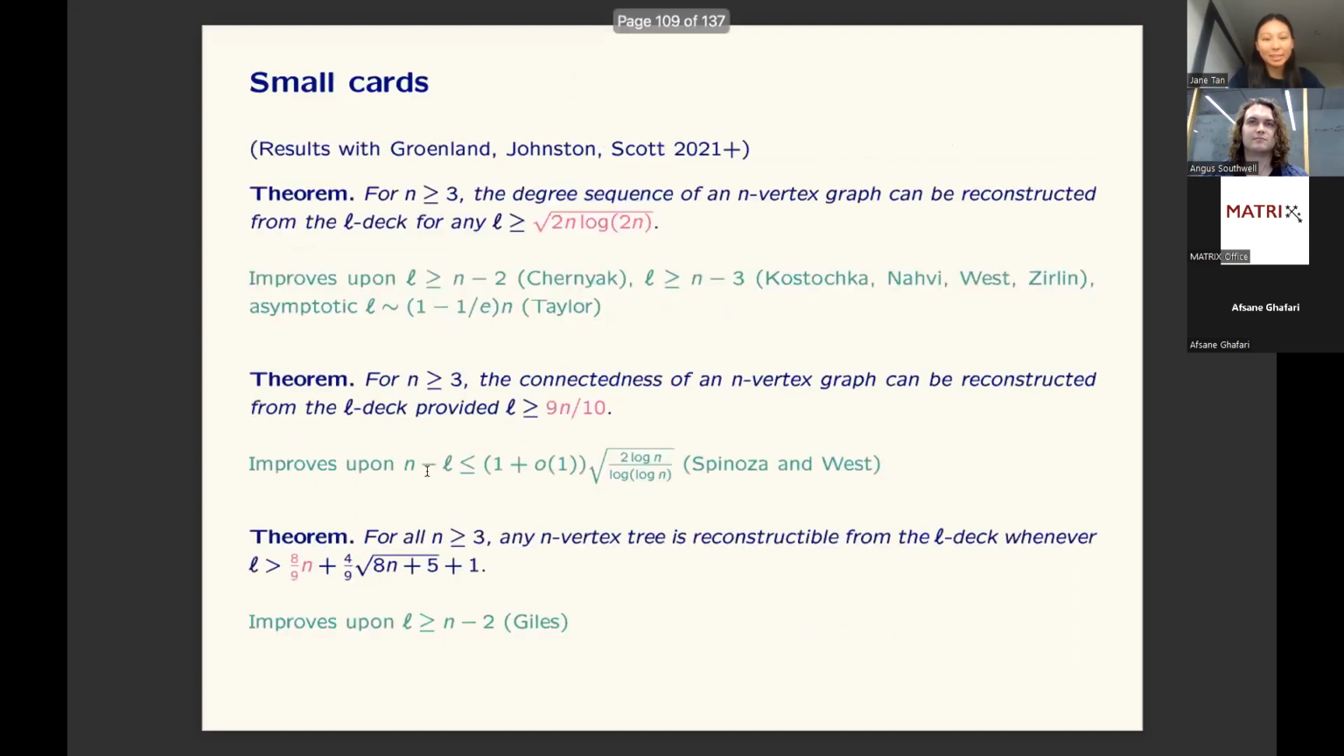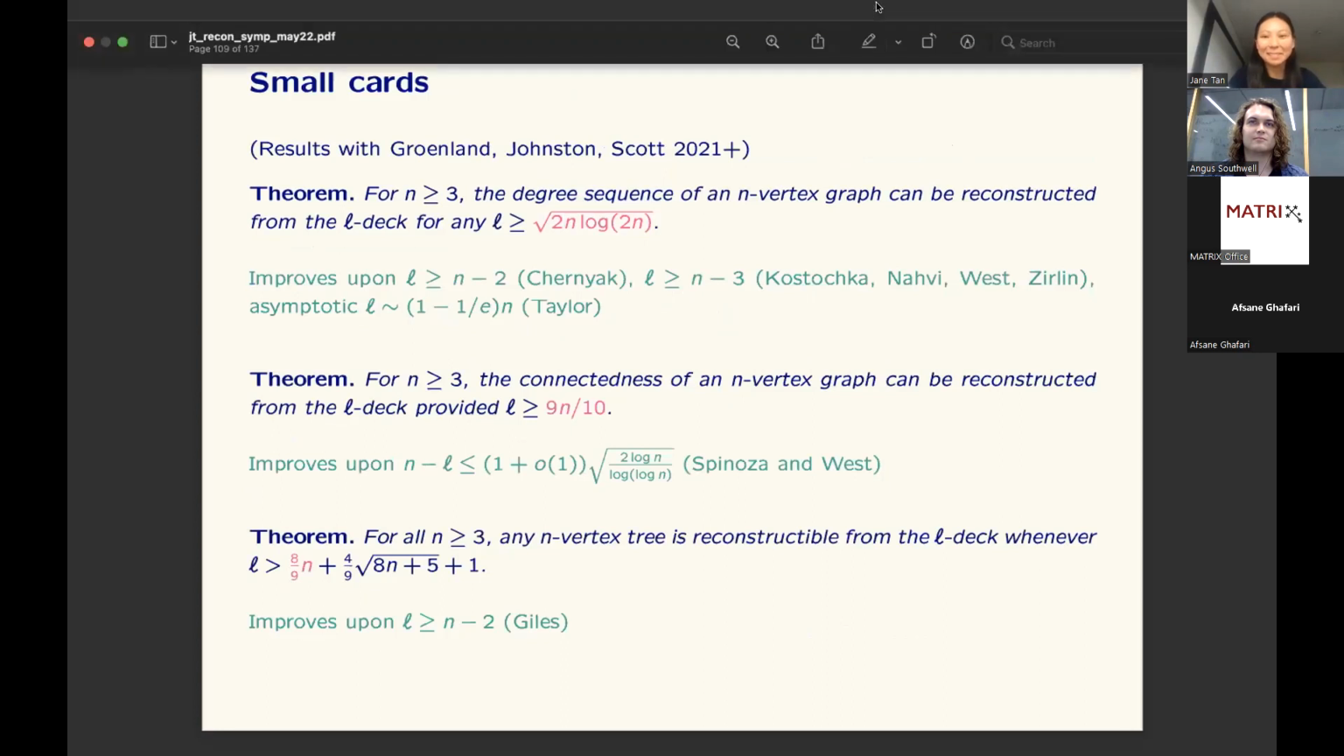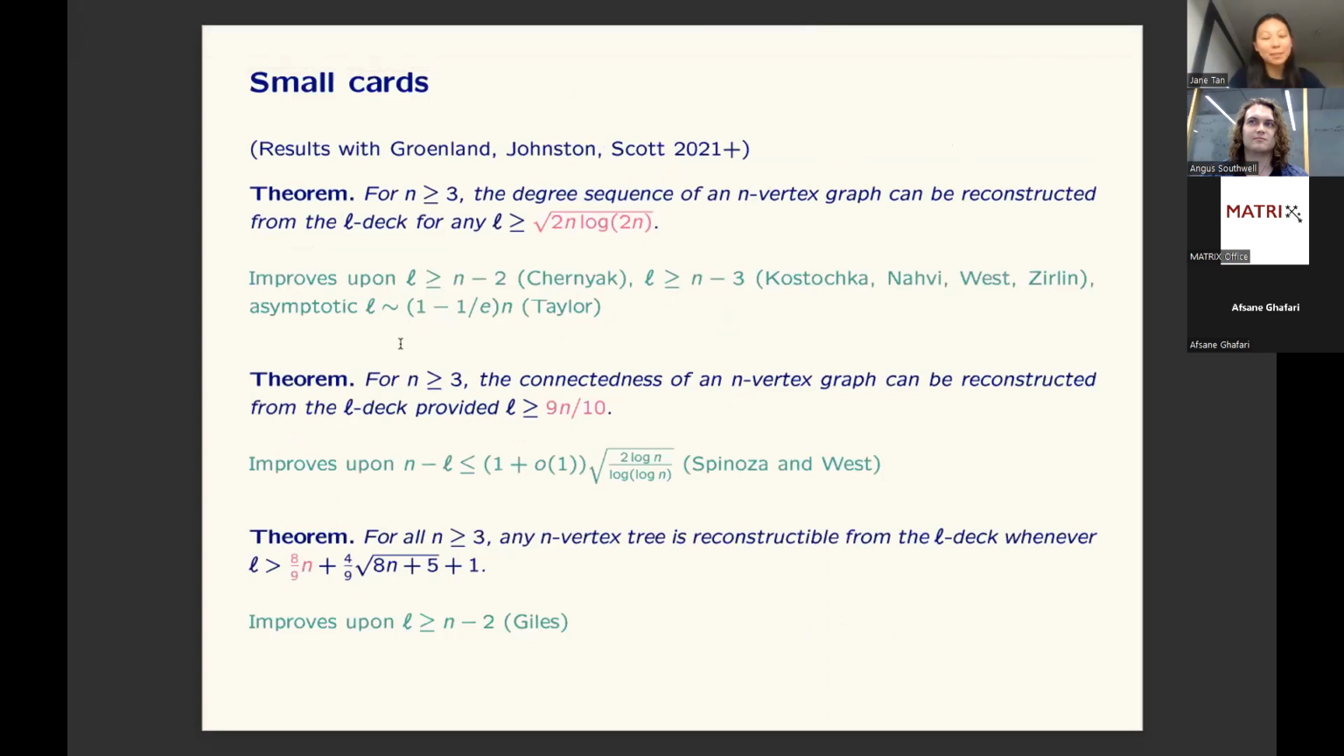Okay. That's all I want to say, I think, about that algebraic method. It's just something quite fun. For connectedness, the proof is actually very similar. So it uses the exact same algebraic tool.